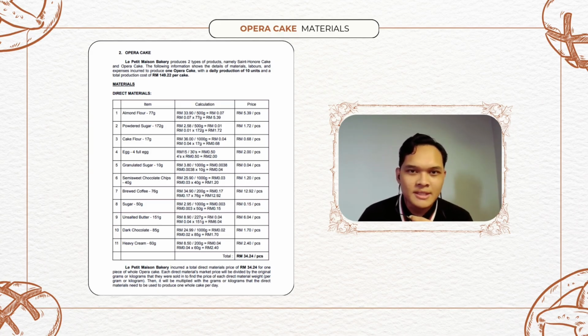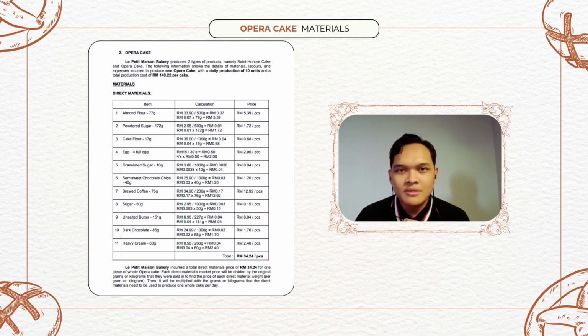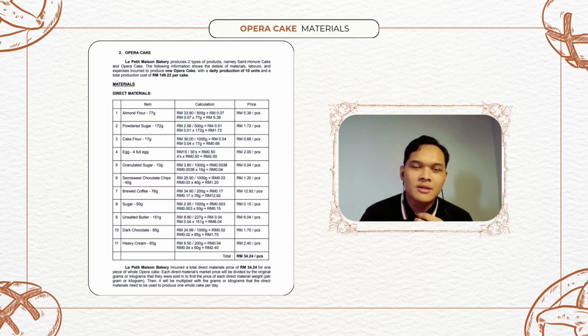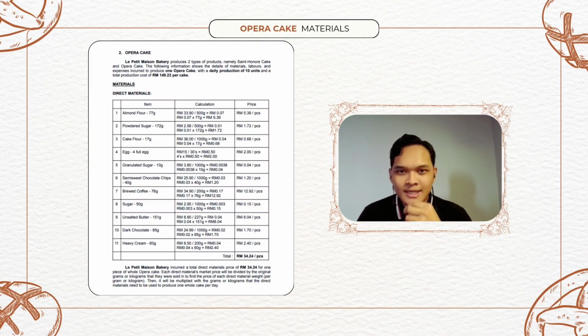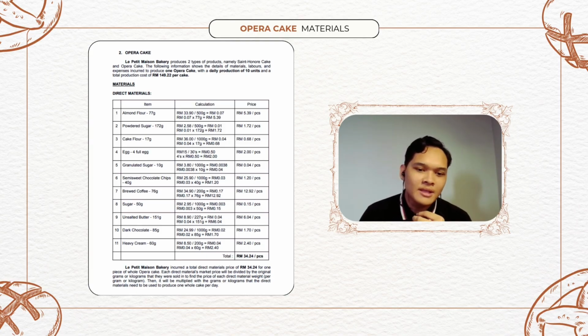costs us 12 ringgit and 92 cents. Unsalted butter weighs around 151 grams, costs us 6 ringgit and 4 cents. Almond flour weighs around 77 grams, which costs us 5 ringgit and 39 cents. When we include our chocolates, our creams, and sugars, the total direct material cost per cake is 34 ringgit and 24 cents. This covers everything that physically goes into the dessert itself.